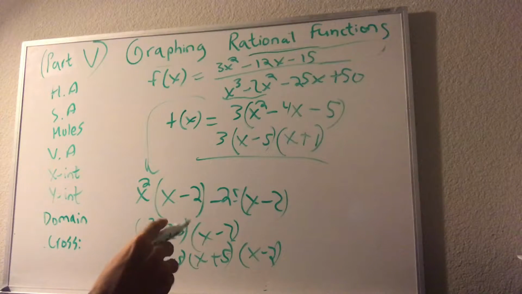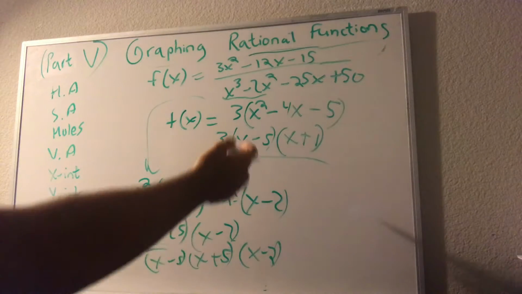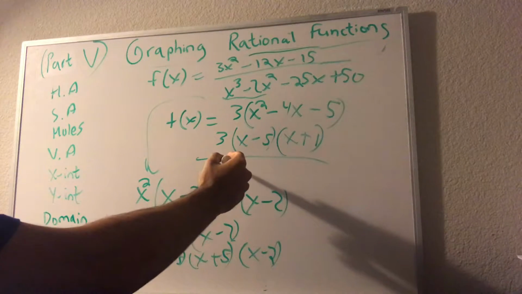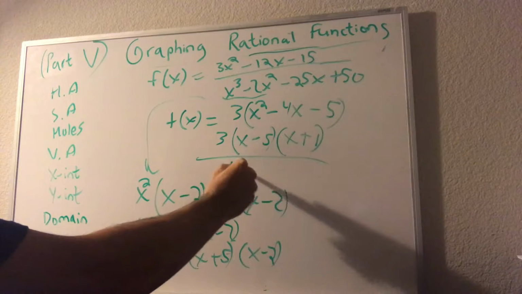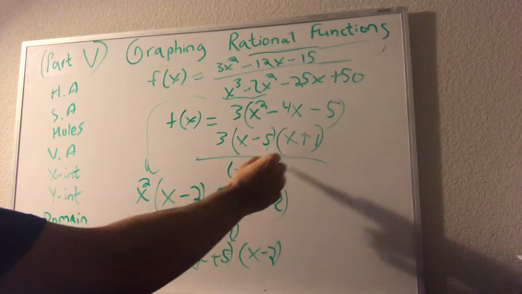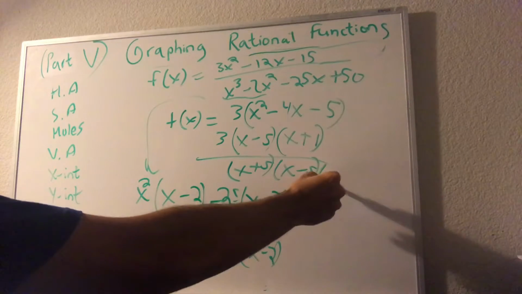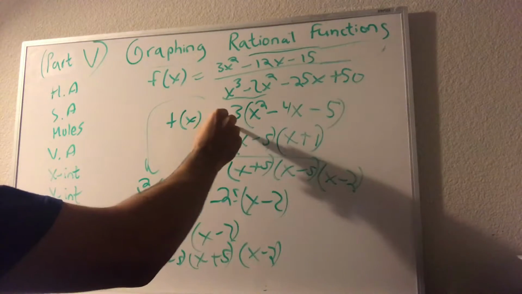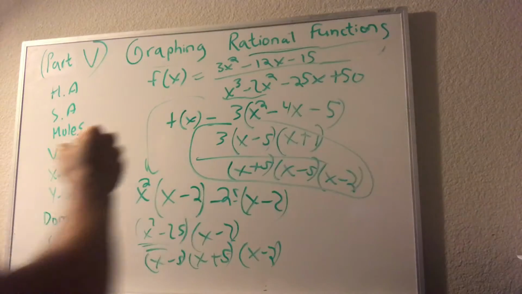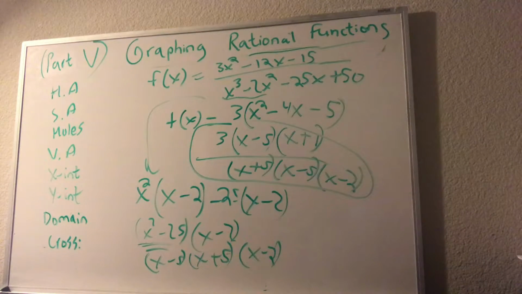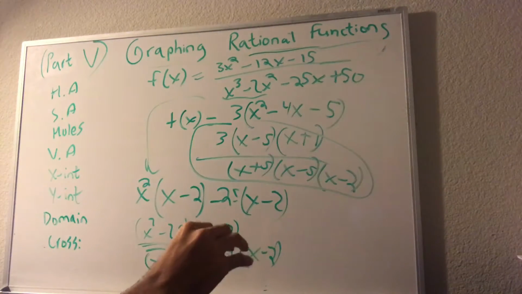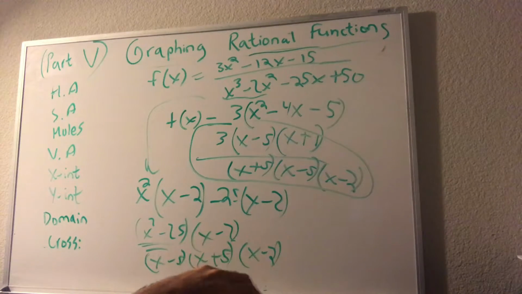So now we have this, right? And on the top we have this. The denominator we can write as x plus 5 times x minus 5 times x minus 2. I'll just erase everything else to make it look simpler. So this is what we have as the factored form here.